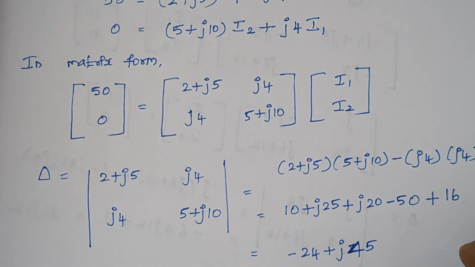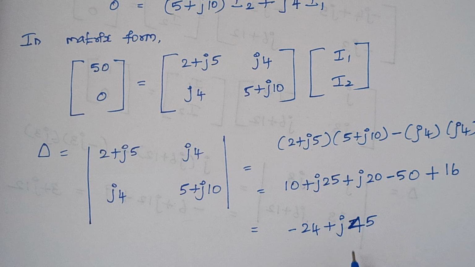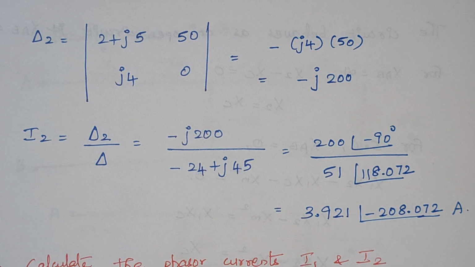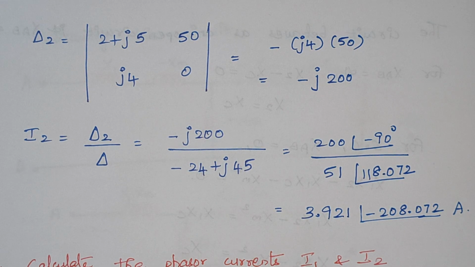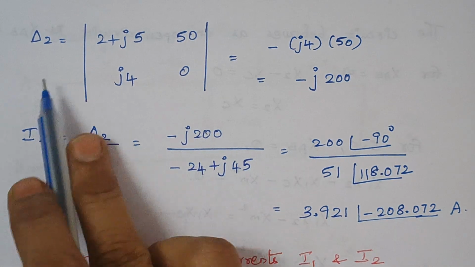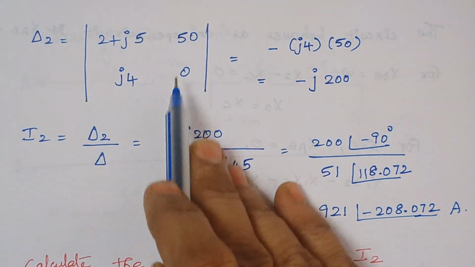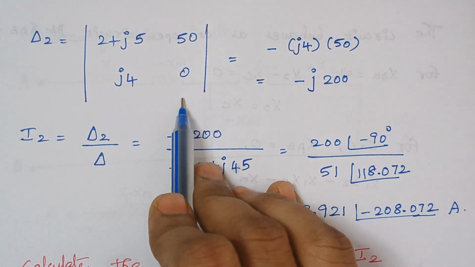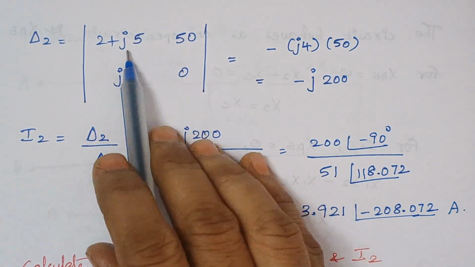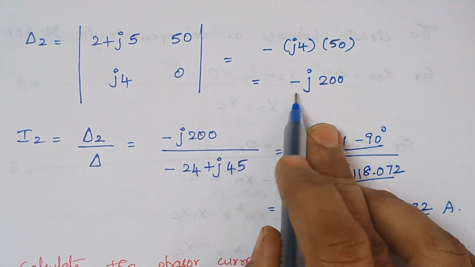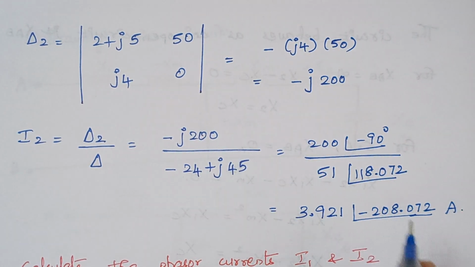When you take the determinant value and solve, we finally end up with minus 24 plus J45. The next thing is to calculate del 2, because we are requested to find the current that flows through the 5 ohm resistor, which is present in the second loop. Del 2 is obtained by replacing the second column by the source voltages. When you find the value, it is minus J200.